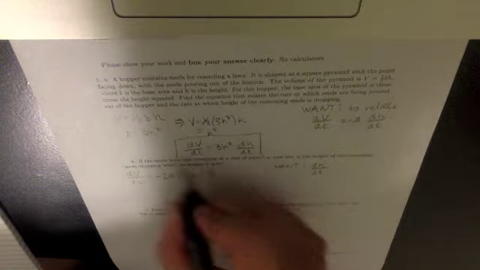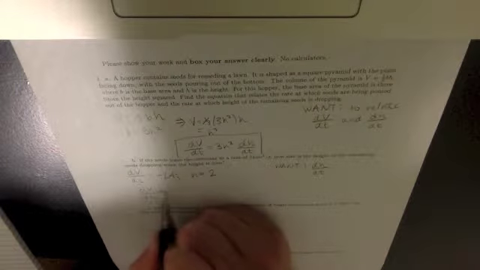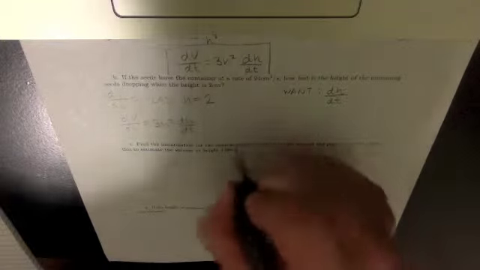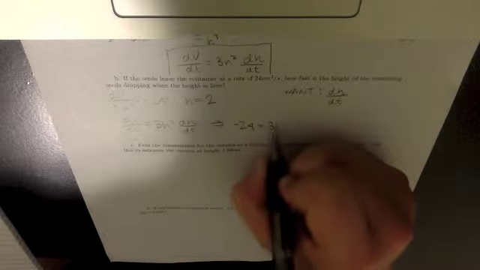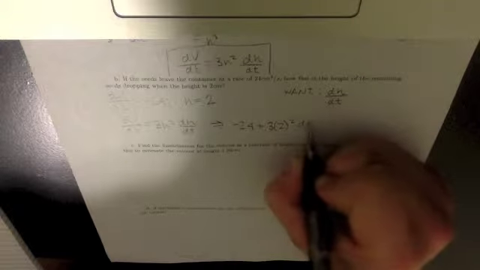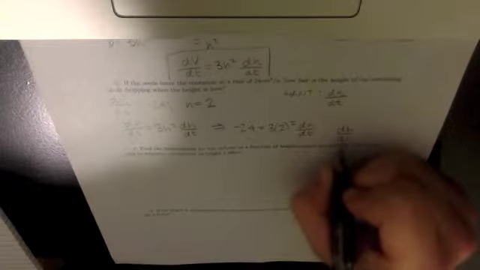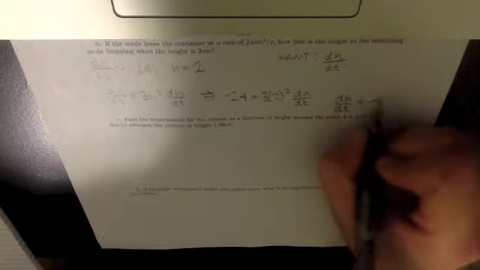Now, we have this relationship that we've already worked out. So we know that dV/dt is equal to 3h squared dH/dt. Now we just need to plug in some numbers and solve for dH/dt. So that tells us that negative 24 is equal to 3 times 2 squared times dH/dt. So then dH/dt is, this is 12, so negative 24 divided by 12 is negative 2 centimeters per second.